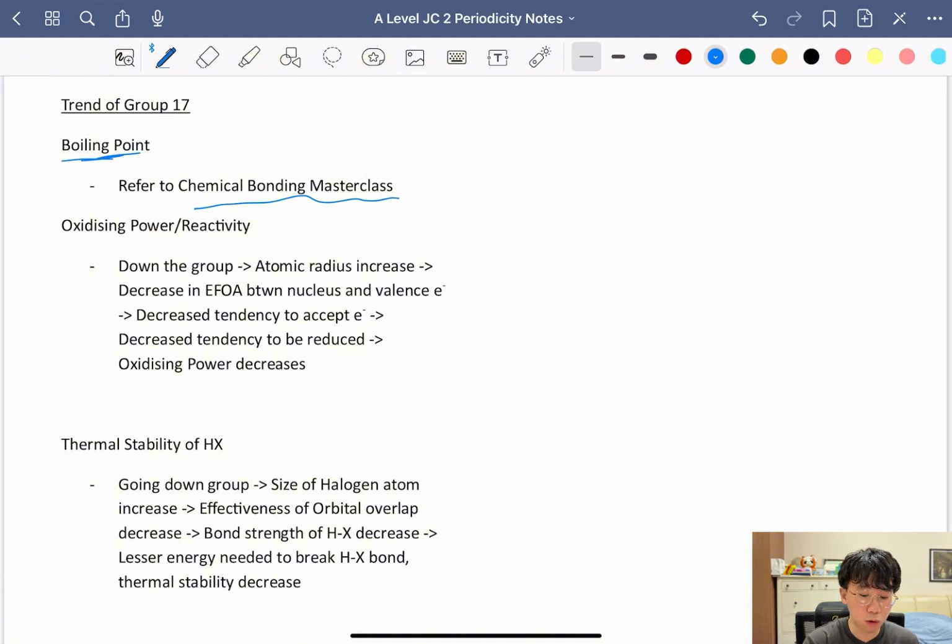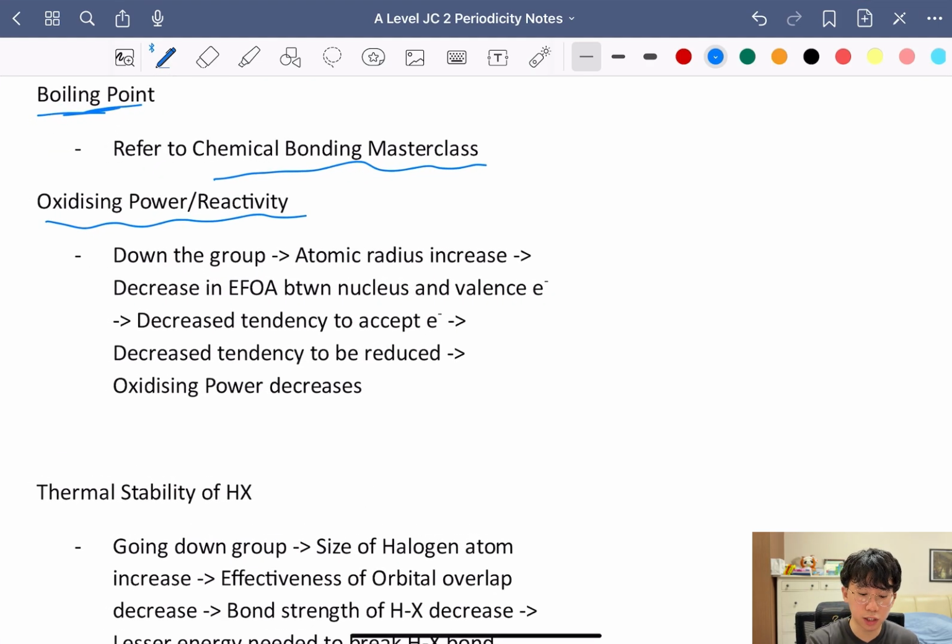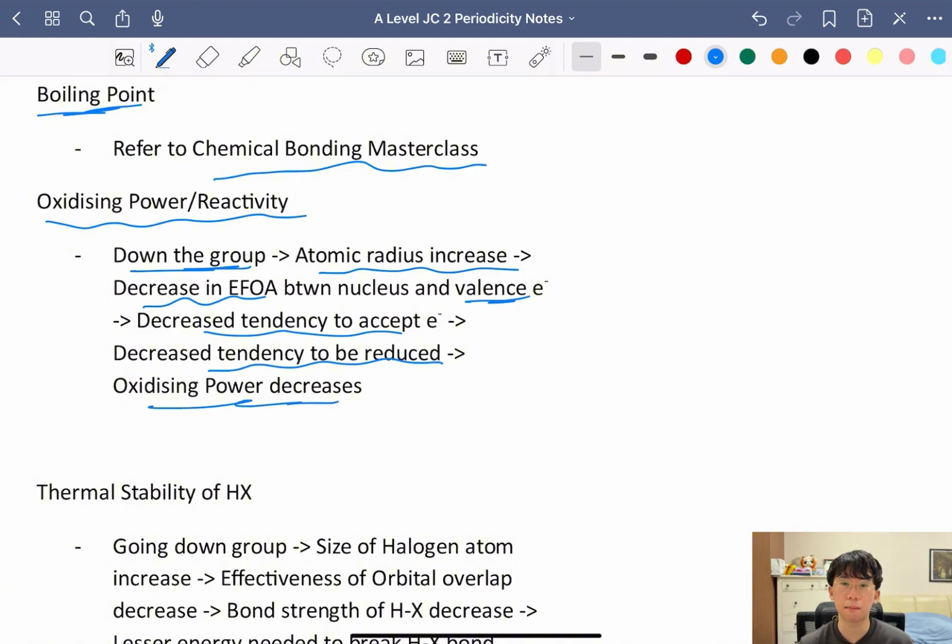Now as for oxidizing power or the reactivity of your group 17 elements, there is the same explanation that we use. As we go down the group, we logically think that the atomic radius will increase, so there's a decrease in electrostatic forces of attraction between your nucleus and the valence electrons. So there's a decreased tendency to accept electrons, right? If you have a decreased tendency to accept electrons, you have a decreased tendency to be reduced. This means that your oxidizing power will decrease. So just go step by step whenever you get lost in your explanation for this kind of behavior.